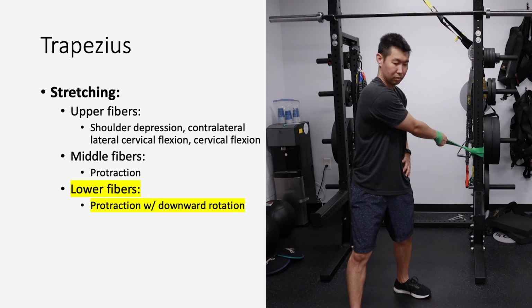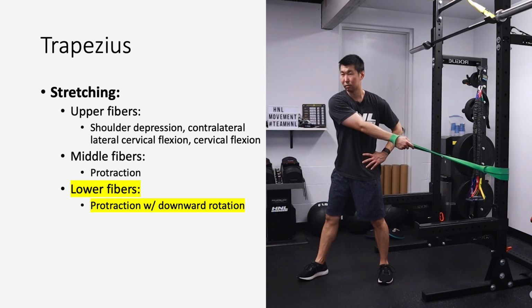And for the lower fibers, you try to create protraction. Typically what I like to do is have my arm below shoulder height so that you get some downward rotation of the scapula along with that protraction. And that is how you lengthen out your lower trapezius fibers.